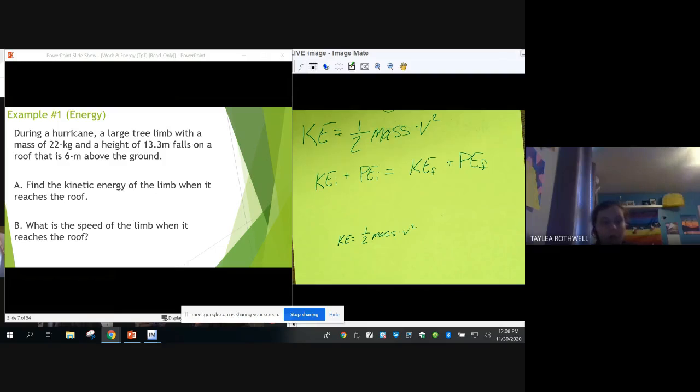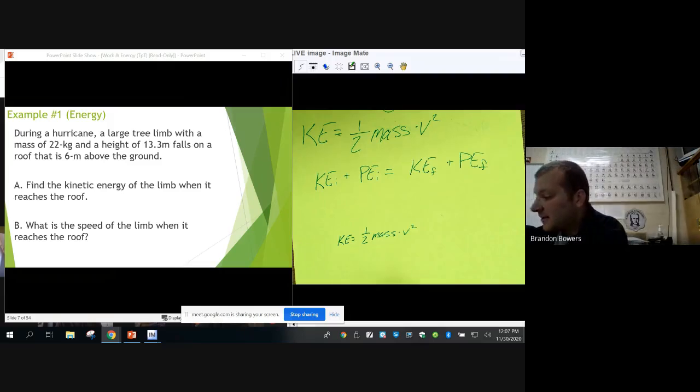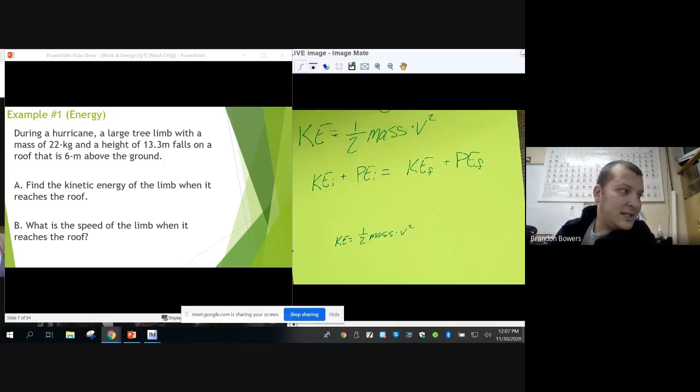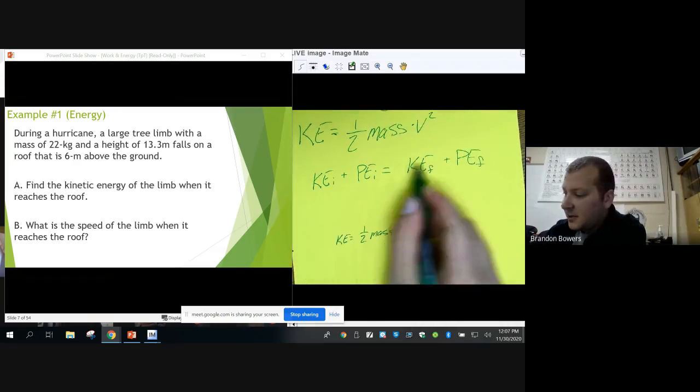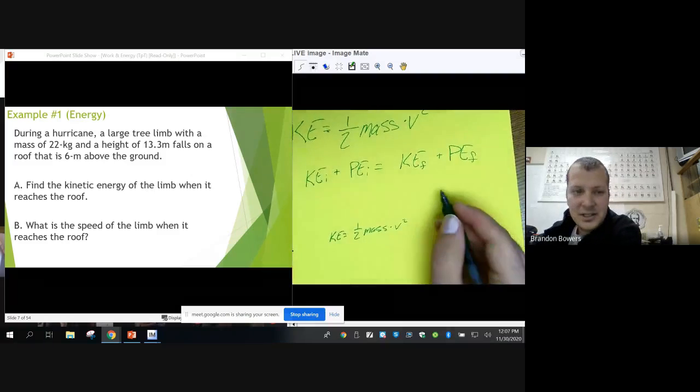So I'm actually going to have to calculate the velocity first. I'm going to have to find out what the velocity is. In order to do so, we're going to use this equation to help solve it. Okay? So the kinetic energy, what's my initial kinetic energy?